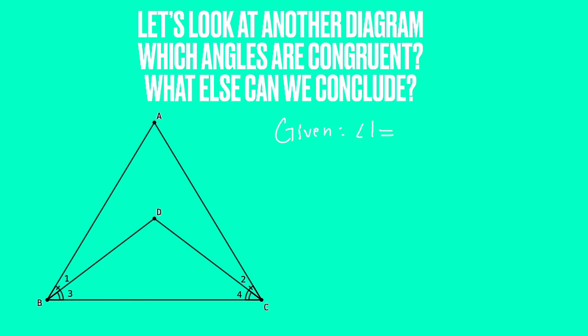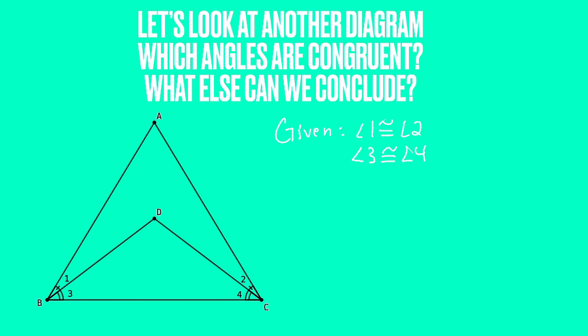angle 1 is congruent to angle 2 by the fact that it has the arc with the tick mark on it. That means those two angles are congruent. It also gives us, with the double arcs, that angle 3 is congruent to angle 4. Now, because they're different, it means 3 and 4 are congruent, but they're different from 1 and 2, different measurements. So looking at this, do you think that we could logically conclude any other angles are going to be congruent to each other? I'll give you a second to think about it.